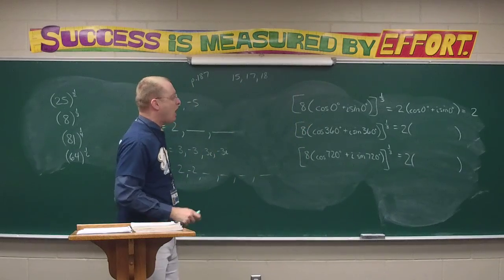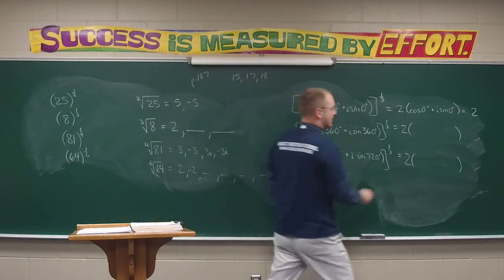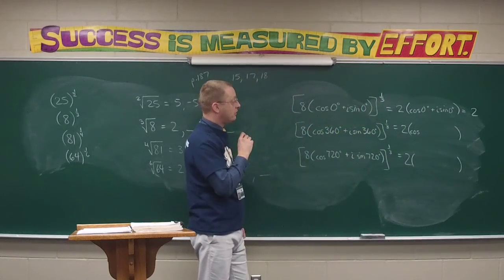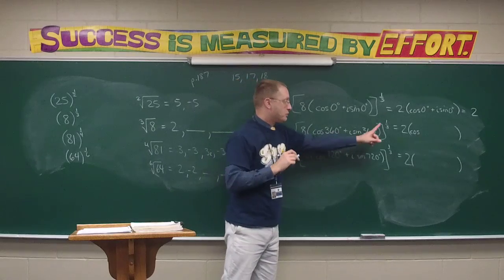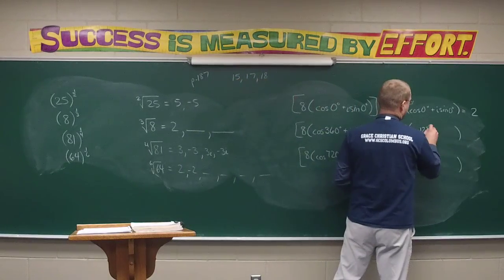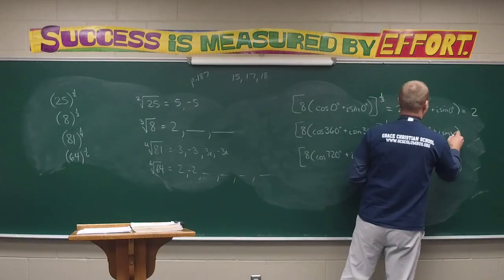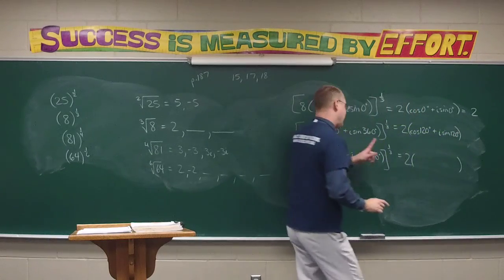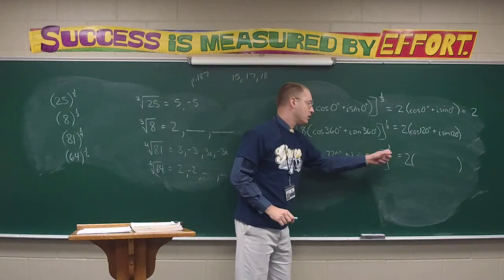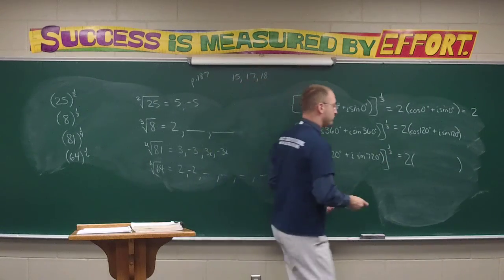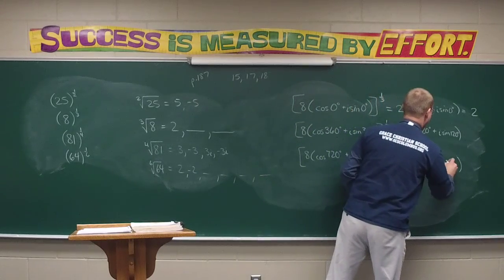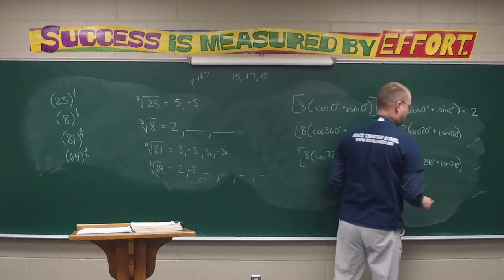No issue there. The next time I do it, though, it's going to be 2 times the cosine of 360 times 1/3, which is 120, plus i times the sine of 120 degrees. The next time you do it, it's going to be 2 times the cosine of 240 plus i times the sine of 240 degrees.